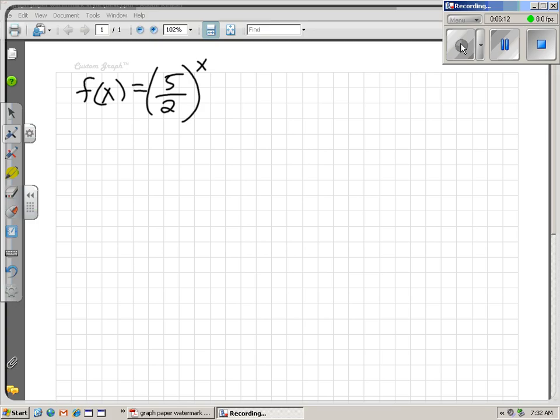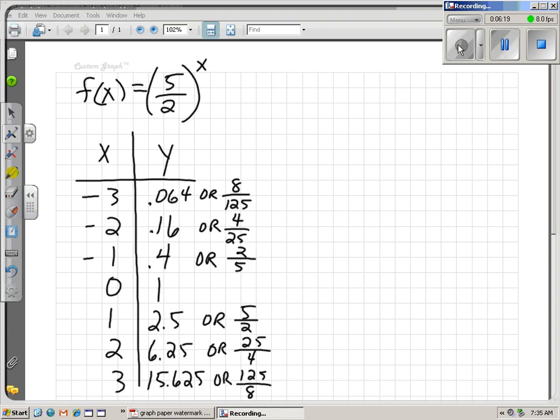How about this one, 5/2 raised to the x? Why don't you guys try and graph this? Okay, let's look at our table. The first thing I want to point out is notice that when we put in a 0 for an exponent, we've been getting a 1 for our y. When you raise anything to the 0 power, it's going to be 1. That's a handy little fact to remember.